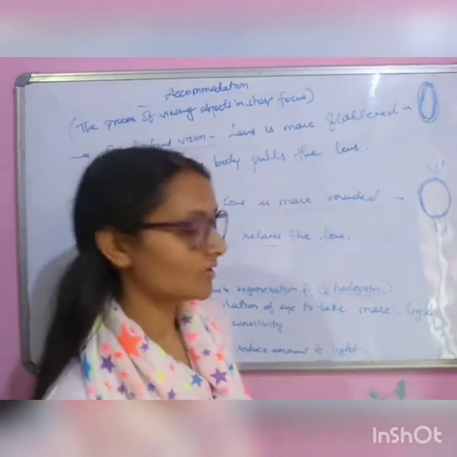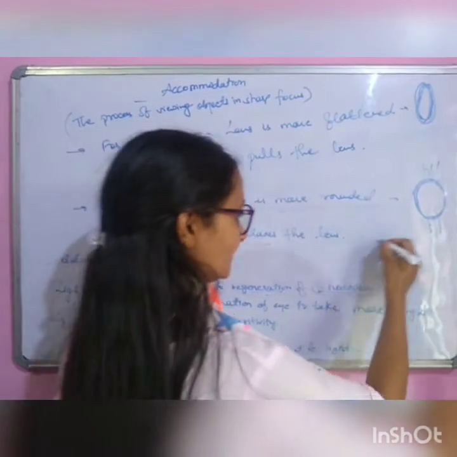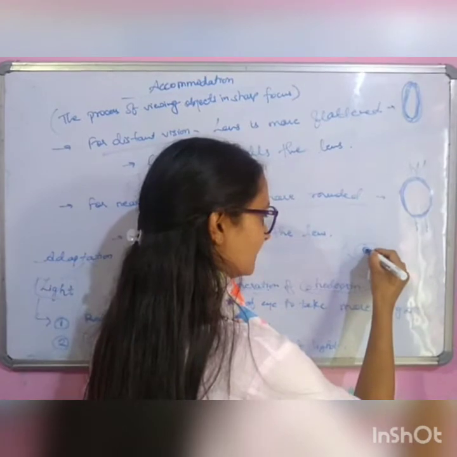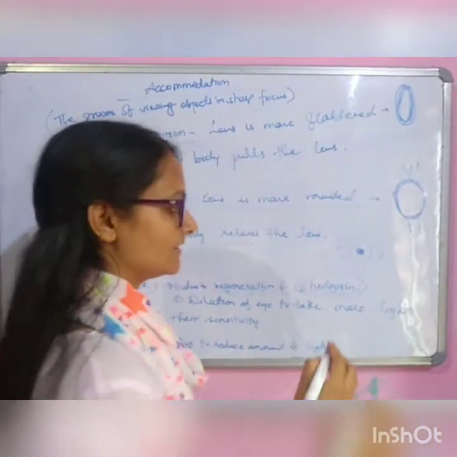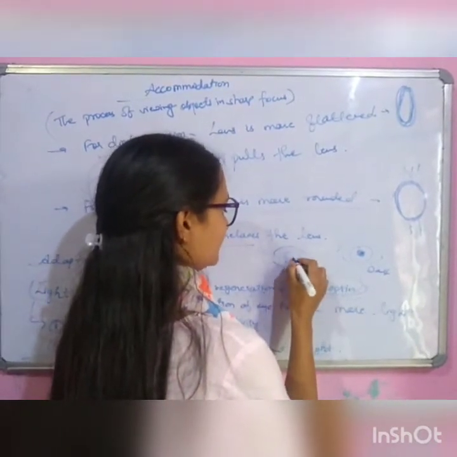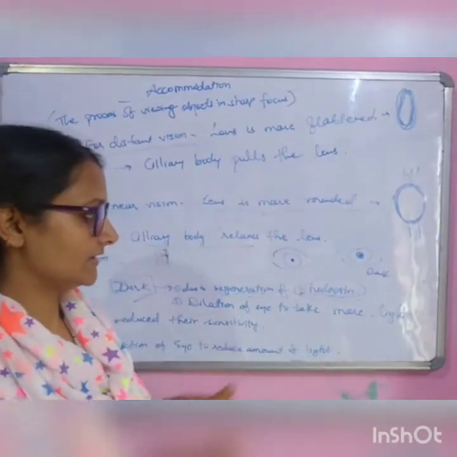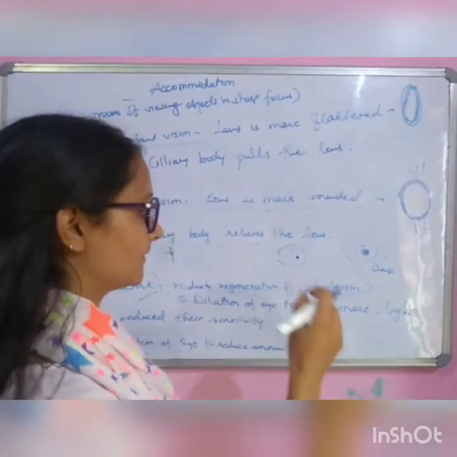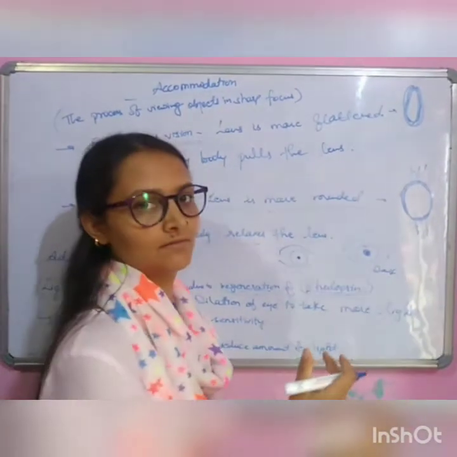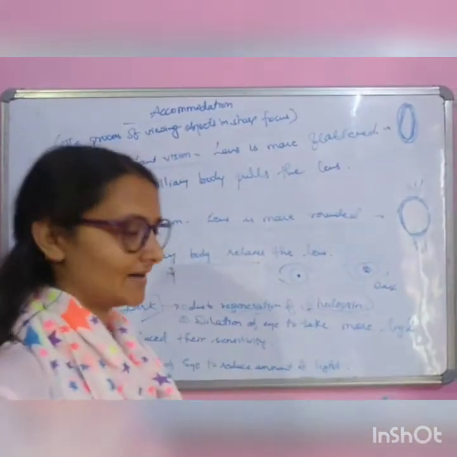Second thing, dilation of the eye, to take in more light. Dilation means the pupil of the eye becomes bigger in a dark room, and if you look in a light room, the pupil becomes very small. You might have observed this many times. In a darker room, the pupil dilates. Why? To get more and more light, so we can see the objects inside the darker room.